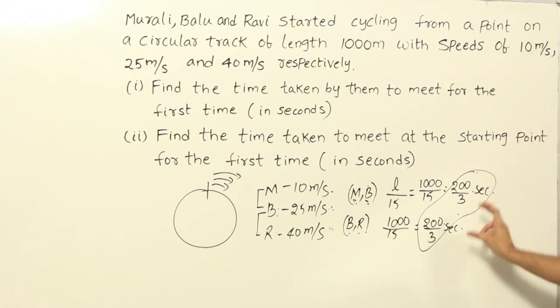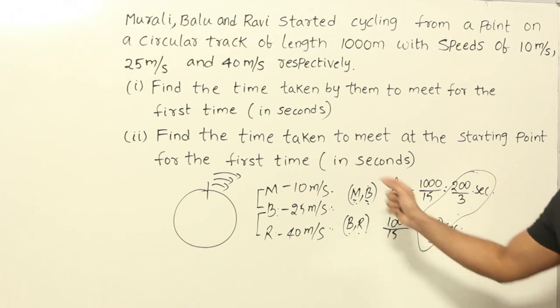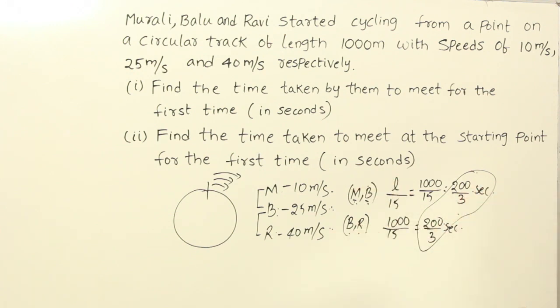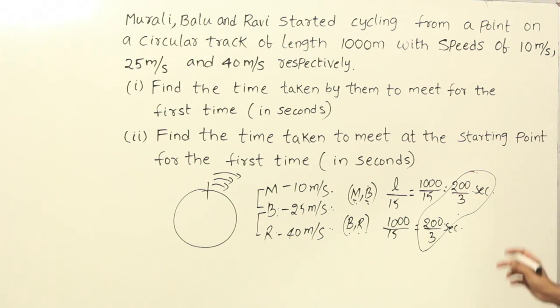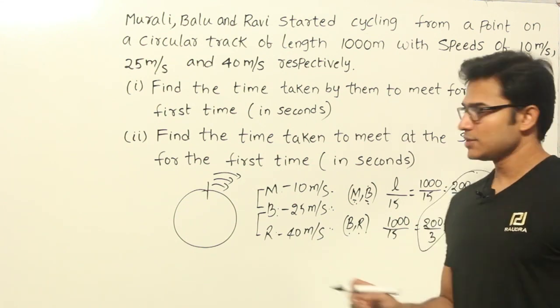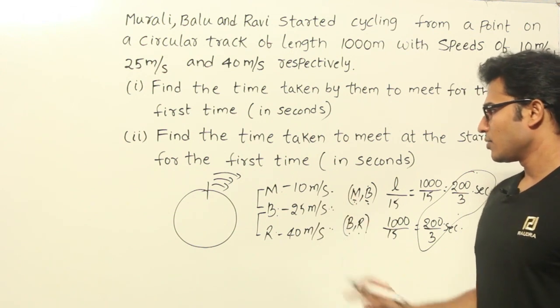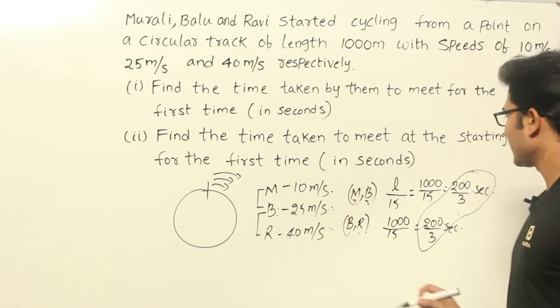In case both are different, you find out the LCM and then you can analyze it, right? But here LCM also happens to be the same number, which is 200 by 3. I'll show you what happens exactly at that time, which means where Murali will be, where Balu will be, and where Ravi will be, right?